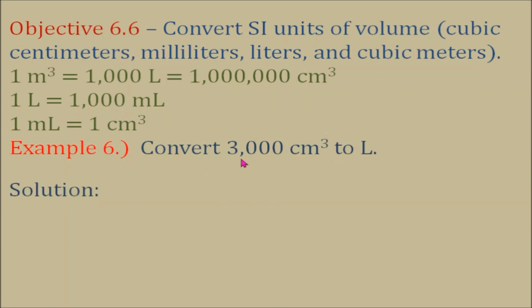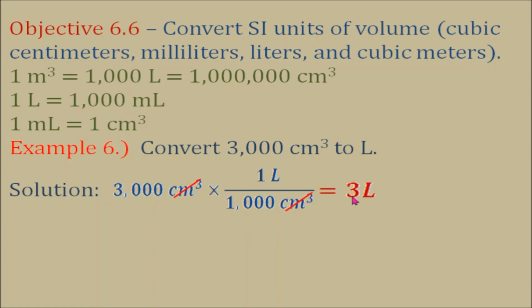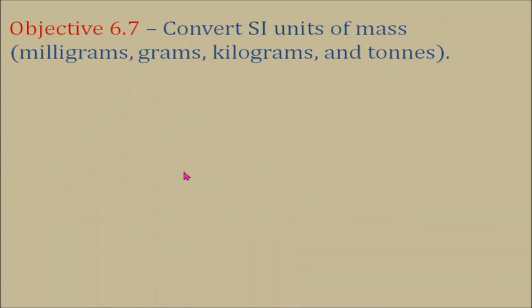So again, we are going to multiply 3,000 centimeter cube by a conversion factor where cm cube is on the denominator. So that's 3,000 cm cube times 1 liter over 1,000 cm cube. Now cm cube cancels out. So that means 3,000 times 1 liter divided by 1,000, and that is equal to 3 liters.